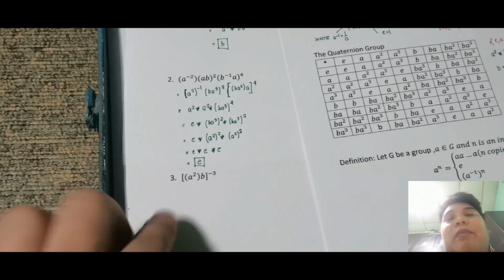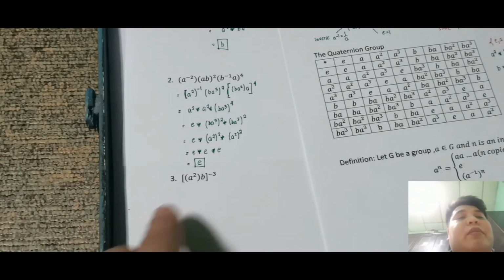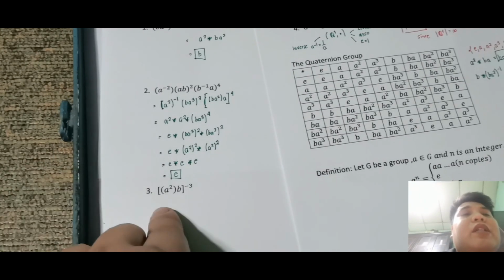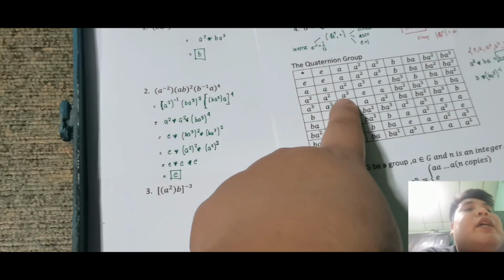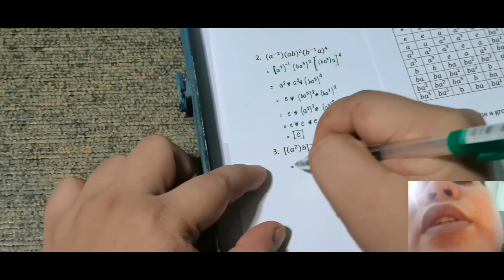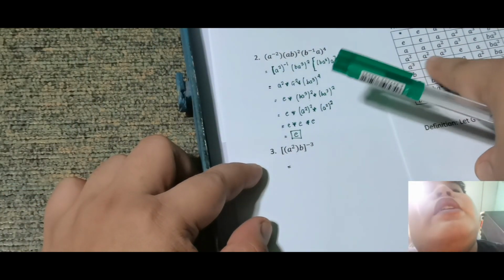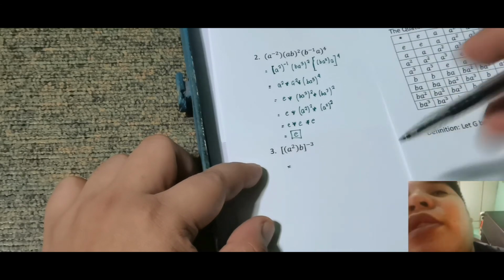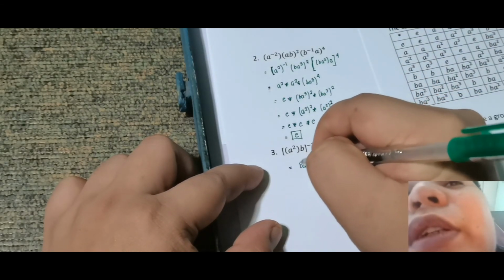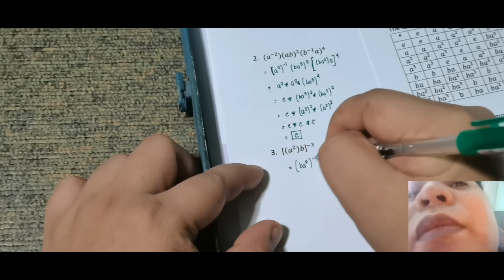Okay, and lastly, we have A squared B negative 3. So meaning, unahin natin to. So may element naman tayo na A squared. So meaning, ang goal na lang natin dito is multiply natin yung A squared sa B. So A squared times B is BA squared. Okay, so proceed dito, no? A squared times B is BA squared. So this is BA squared raised sa negative 3.